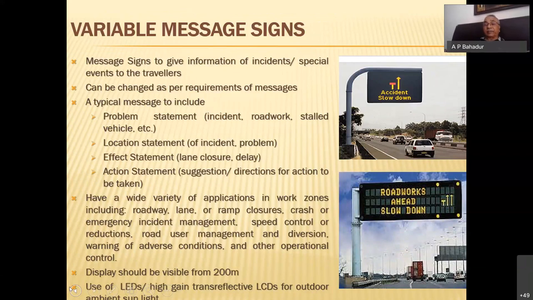Another type of sign is the variable message sign, as you can see here, whereby you can change the sign that you want to give. As I told you earlier, even the speed you can keep on changing. Or say, for example, there is an accident ahead somewhere, so you can say accident, slow down, or one particular lane is closed, or take the right carriageway. Sometimes at odd times, you can give some messages relating to road safety, but I would not recommend that in a strict manner, but yes, sometimes the practice is there.